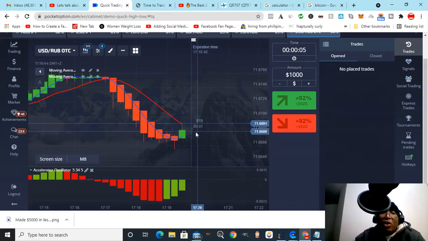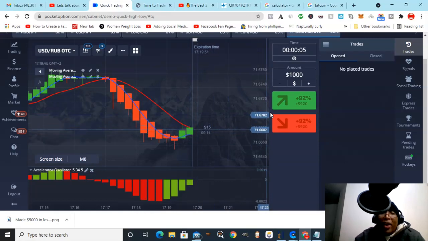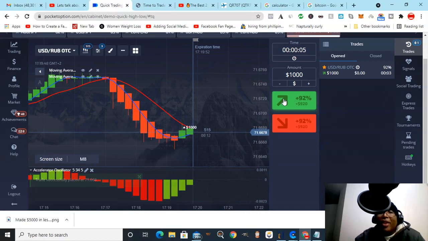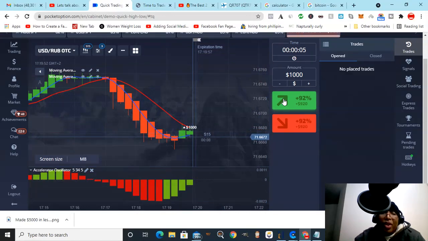Did we lose that one? Yes, we lost. Why, guys? Why did we lose? We jumped in late. Okay, it has to be at the beginning of the candle.